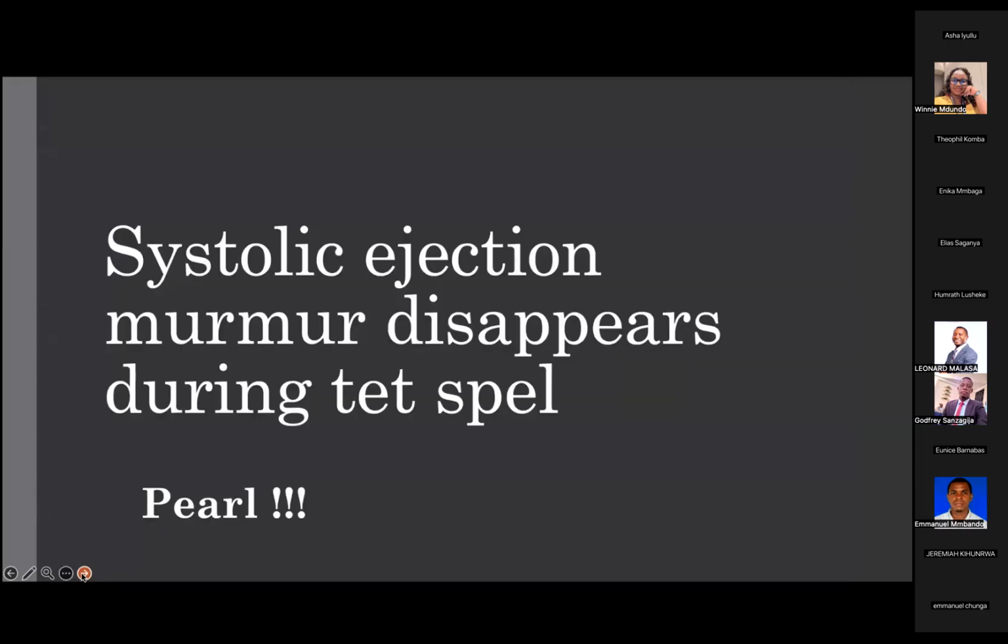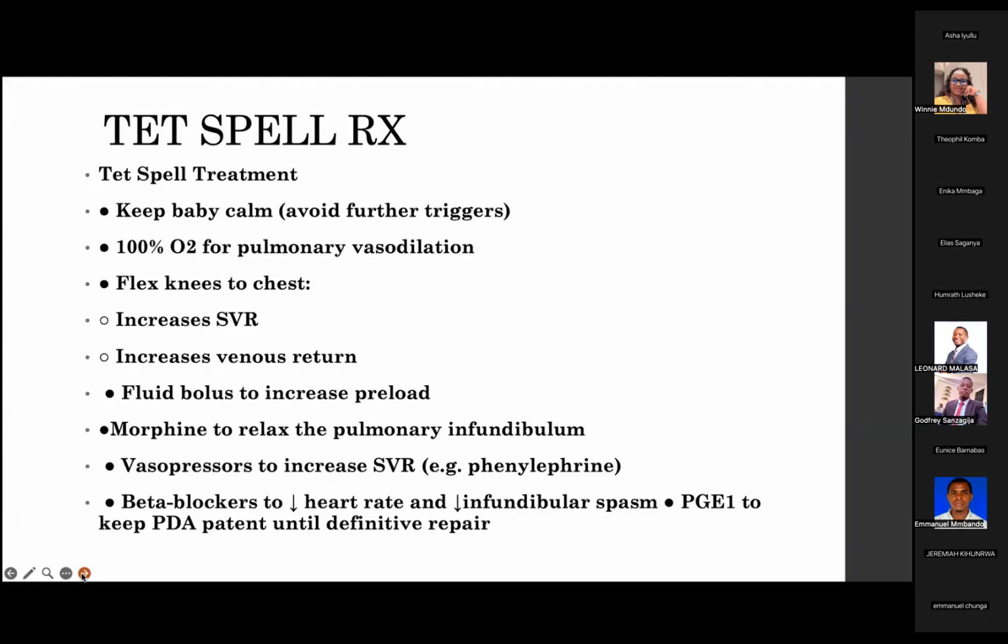Now, one pearl that is very important is that if the patient is not in a TET spell, they will have a systolic ejection murmur. But when they are in a TET spell, when the systemic vascular resistance decreases, that murmur disappears. And that's a pearl that you should know about. Now, how do you treat this TET spell?